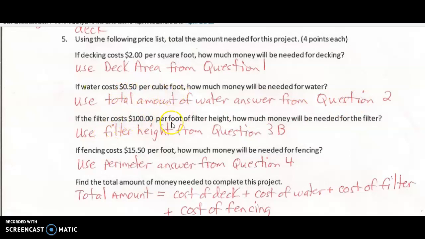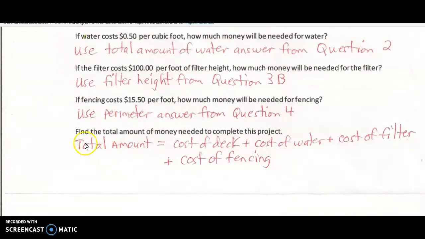Your filter is $100 per foot. The number you're going to use is in question 3B, and then multiply that by 100. Your perimeter answer is from question 4. So the perimeter footage times $15.50 per foot will give you the cost of the fencing.